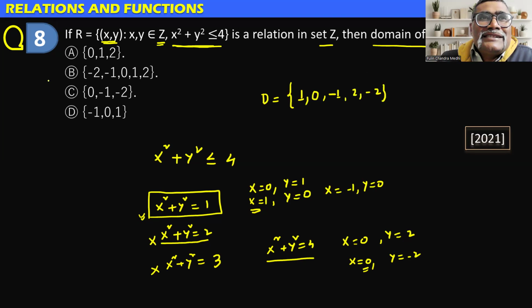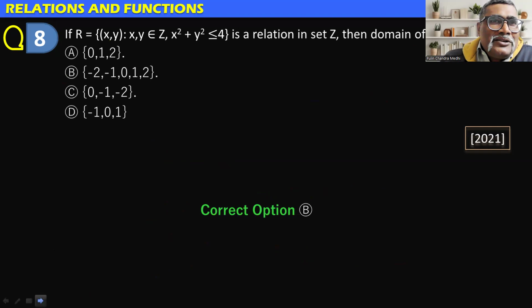So here you can see clearly that B is the answer. Domain of this relation is B. Many times students might be missing. They might not write the minus numbers. So be very alert about that. This is a very good question. Option is B, as I mentioned.